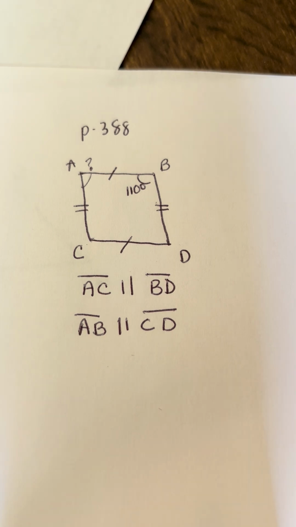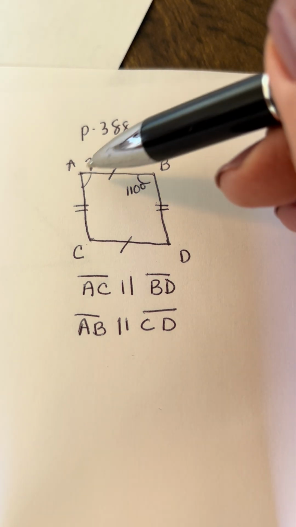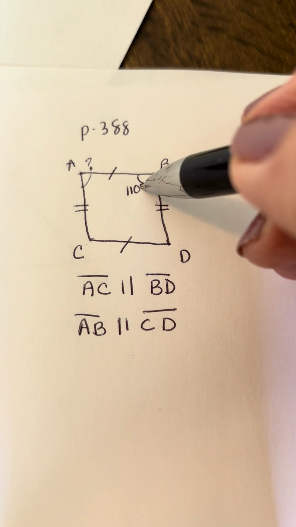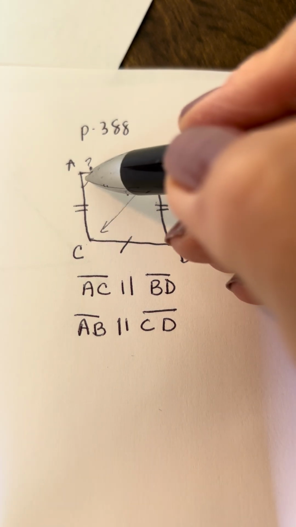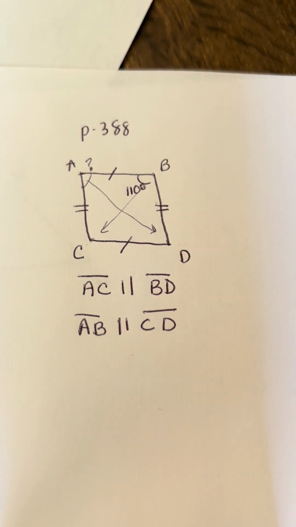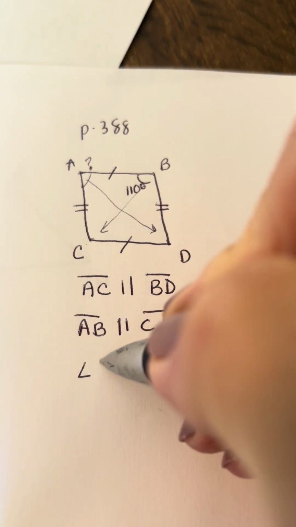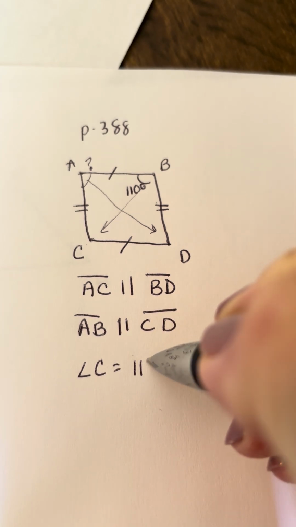So here's what I know. If I look at this, it's got two sets of opposite sides that are parallel. So therefore, this is a parallelogram. So I know that angles directly across from each other are equal. So I know that angle C is 110 degrees.